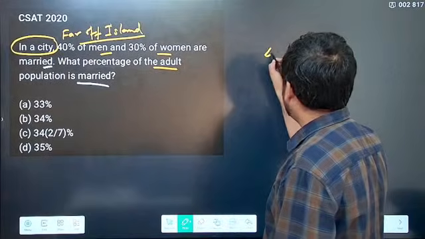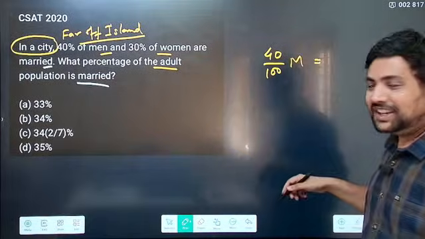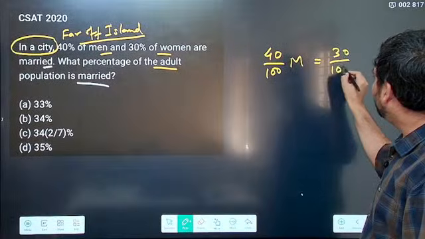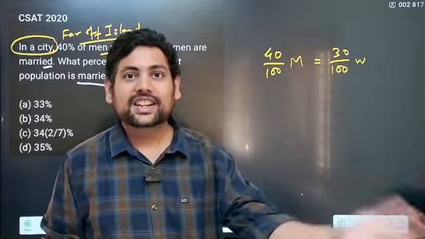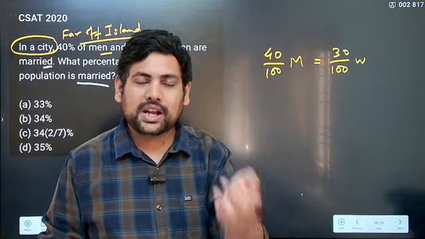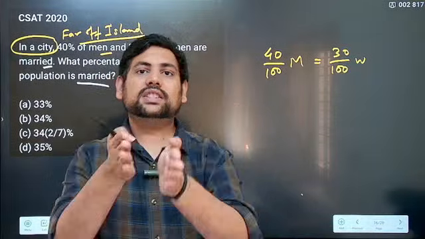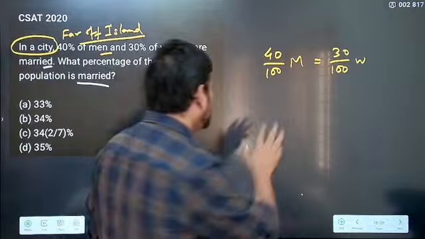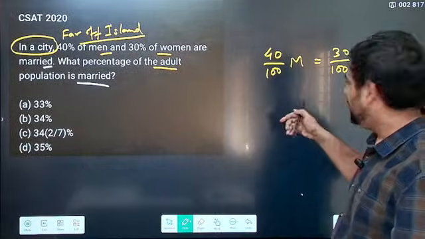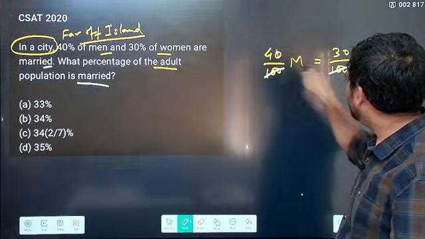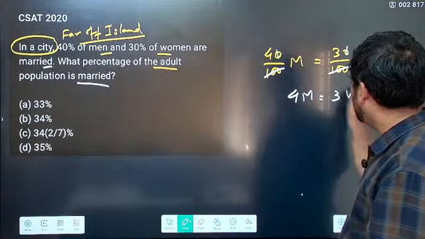So 40% of men is equal to 30% of women. Why equal? Because if you have seen marriages, how many males and females get married? One male and one female. So the ratio is equal, or an equal number of males and females get married. Correct? So I equate both of these. From here I can cancel this out. So 100 and 100 cancel out, 0 and 0 cancel out. What I get is 4m is equal to 3w.